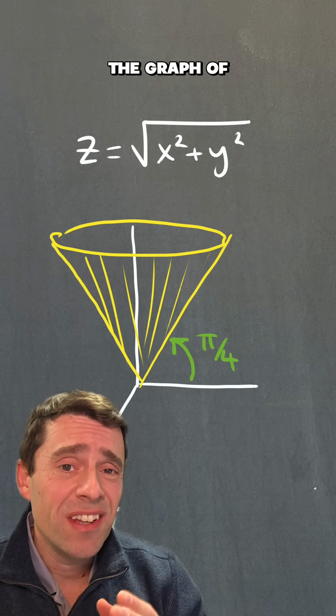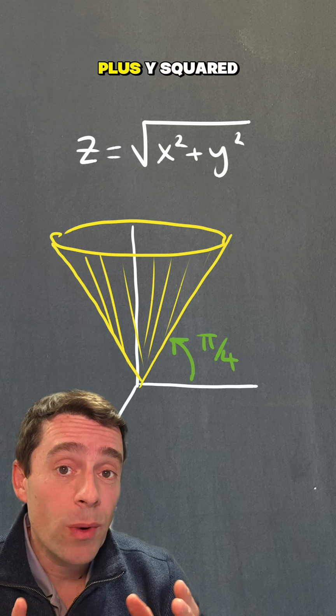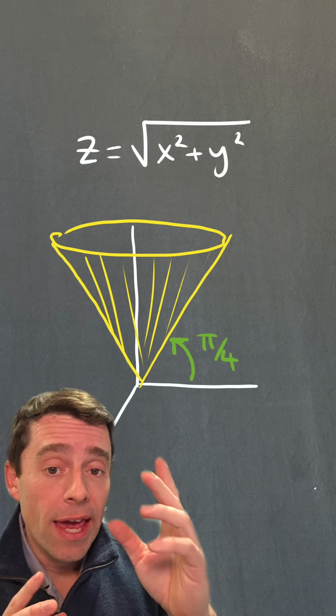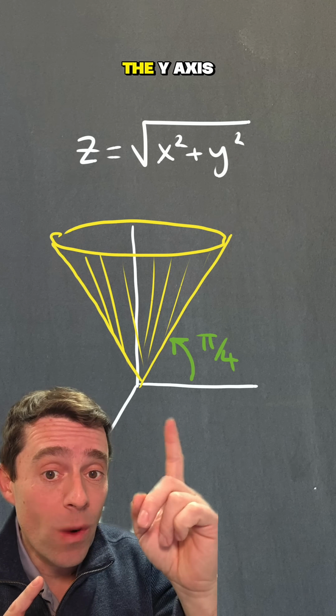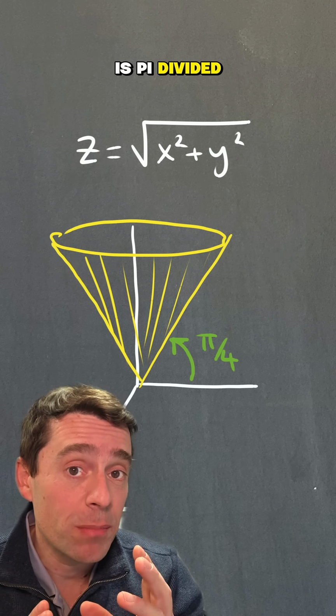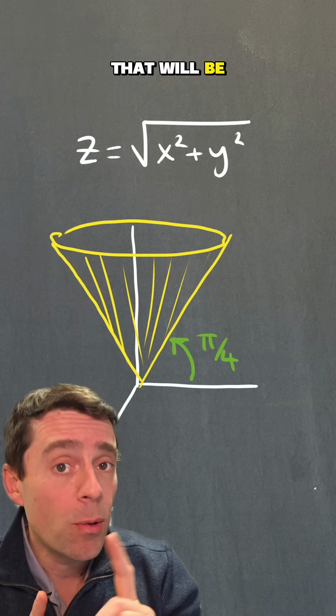The graph of z equals the square root of x squared plus y squared is a cone, and in fact, the angle between the y-axis and the cone is pi divided by 4, 45 degrees. That will be important later.